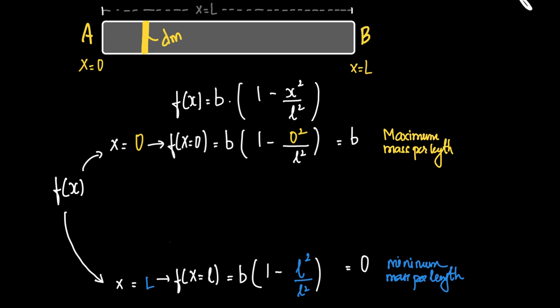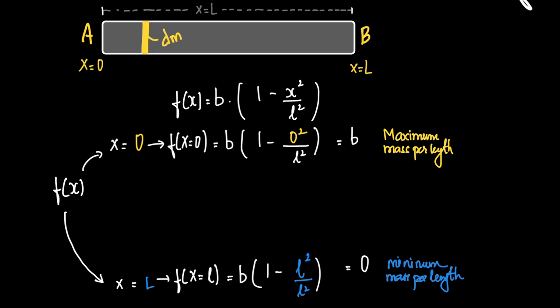Now, at x equal to L, f of x at x equal to L means replacing x by L. So we have L square by L square, which is 1. 1 minus 1 is 0, which is the minimum mass per length. Mind you, we didn't say that the mass is 0.